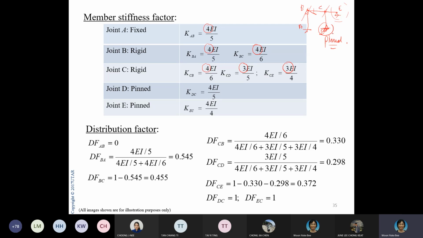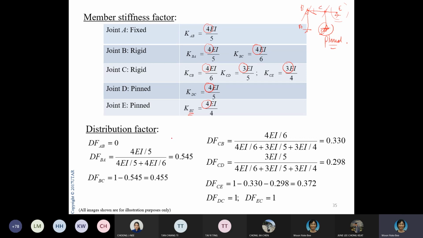Then you look at joint D. Joint D is pin, but you're looking at KDC. You're looking at C here. C is also rigid, so therefore you use 4. Same with E. For KEC, C is fixed, so you have 4. Okay, that's how you start. I think this one you should have no problem. From topic 2 until now, you have already worked on this, so you should have no problem with this.